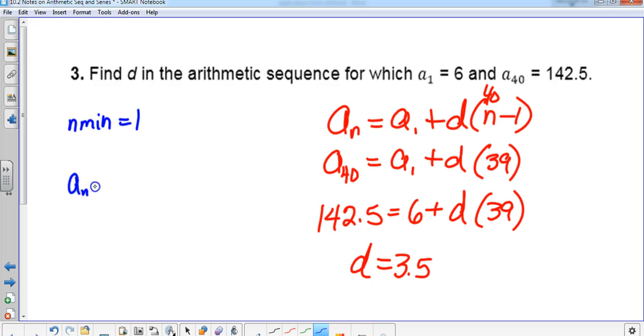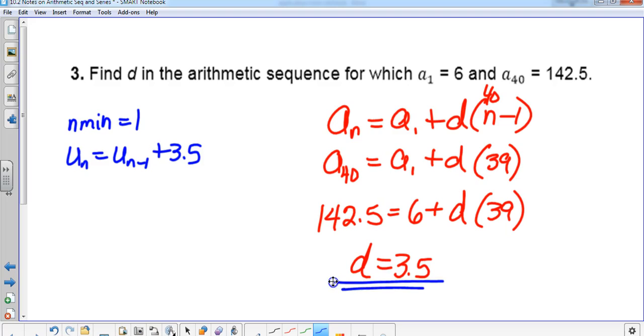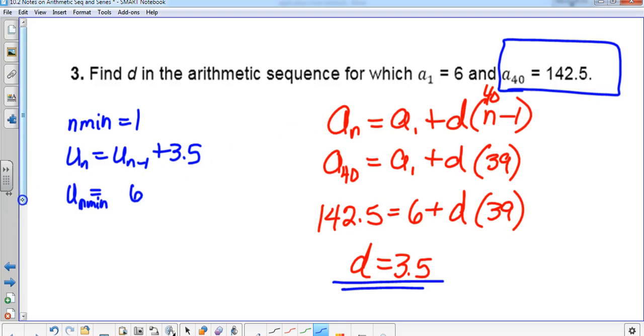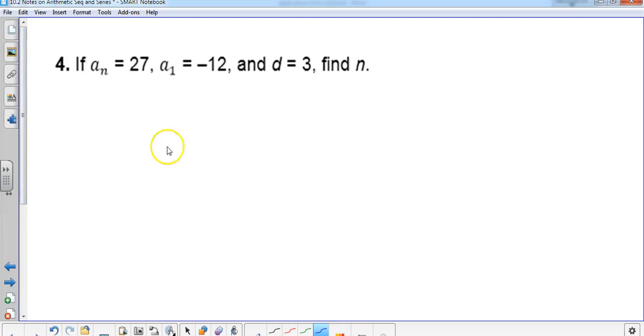well, we found that here, let's do it this way. The sequence is the previous term plus 3.5, right? That's what we said the difference was. And the first term, or u sub n min, had a value of 6. So if we put that in, then we could scroll down and the 40th term had better come up with this. All right, that was an aside to remind you about the calculator.